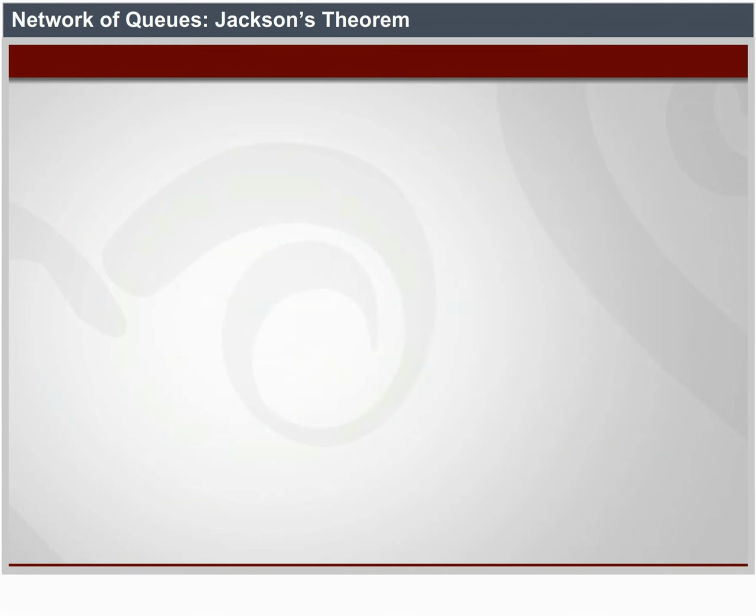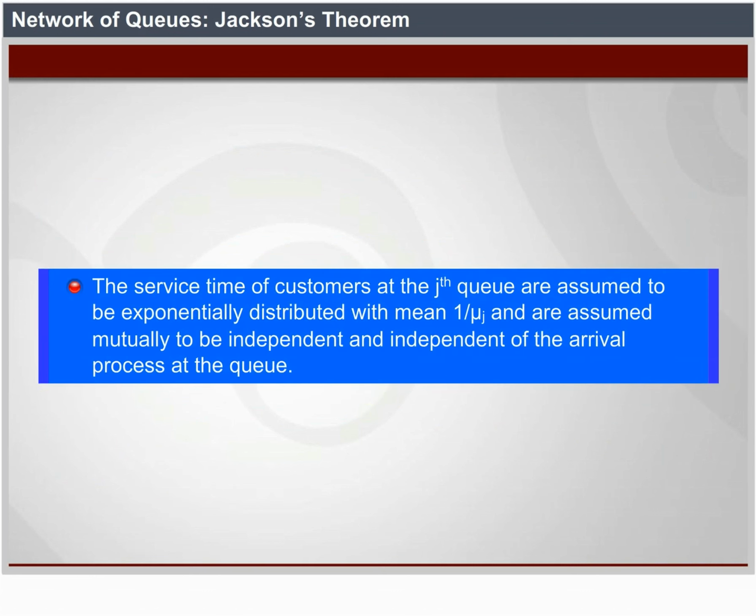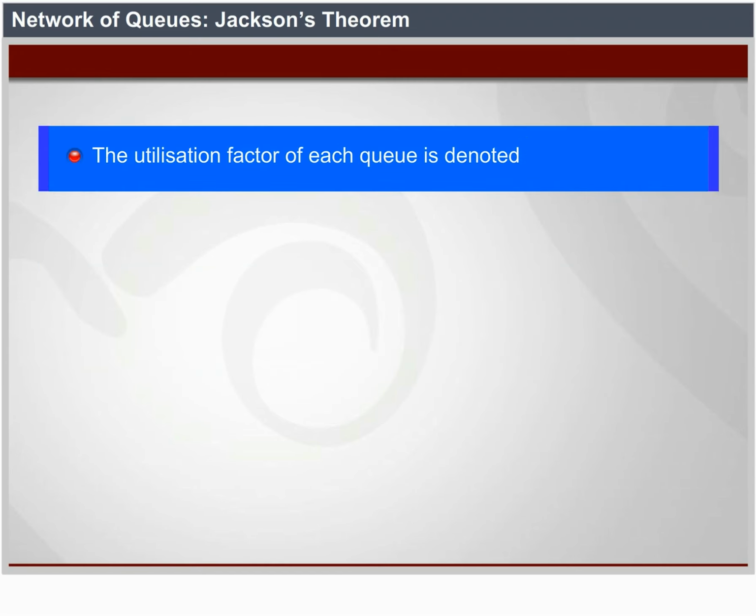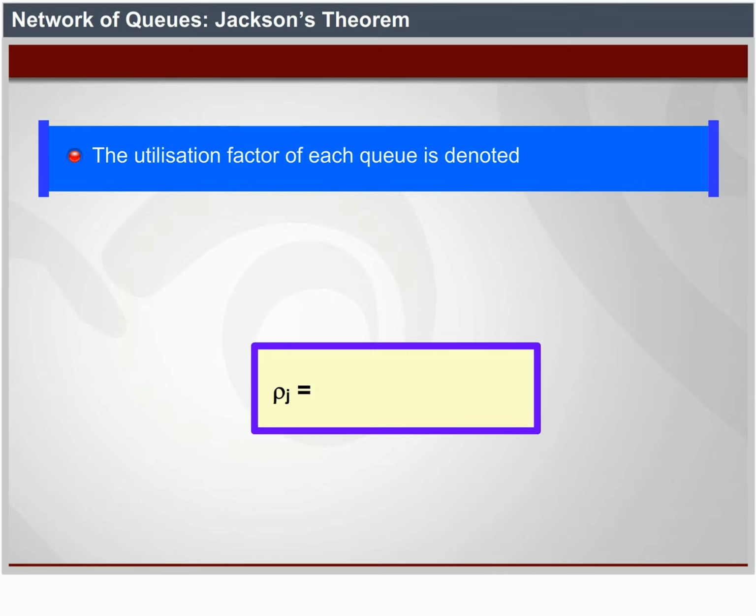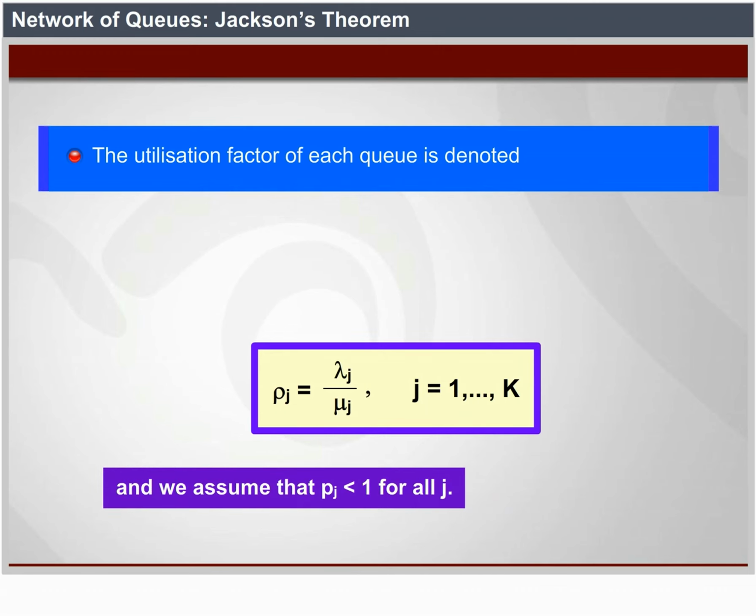The service times of customers at the jth queue are assumed exponentially distributed with mean 1 by mu_j, and are assumed mutually independent and independent of the arrival process at the queue. The utilization factor of each queue is denoted rho_j is equal to lambda_j by mu_j, j equal to 1 to k. We assume that rho_j less than 1 for all j.